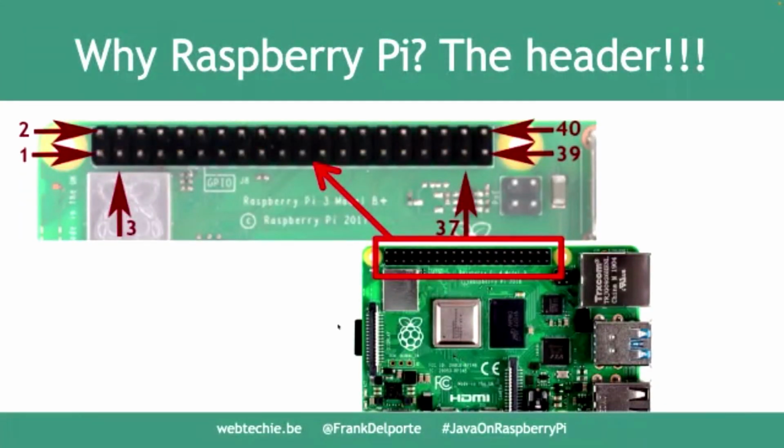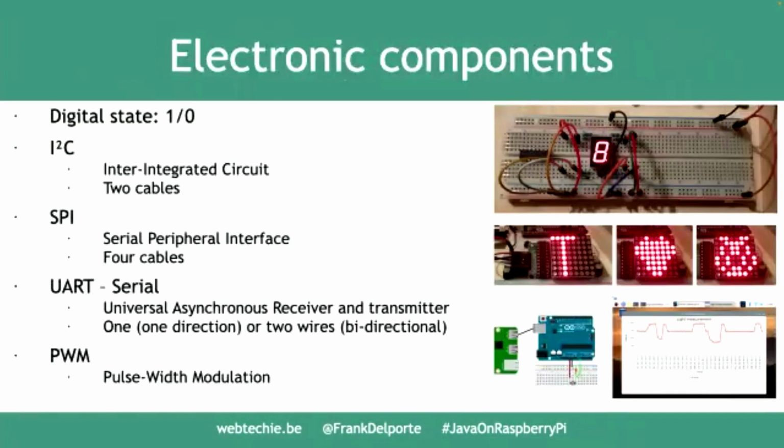Now, next to all this Java magic running on the Raspberry Pi, what is the next big thing? It's the header. So it's 40 pins, 40 connections you have on this board, with a lot of different input-output values, where you can connect electronic components. So here is where you extend your PC with other hardware components. You also have different communication protocols with these devices.